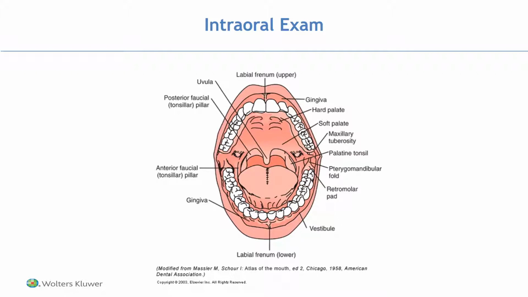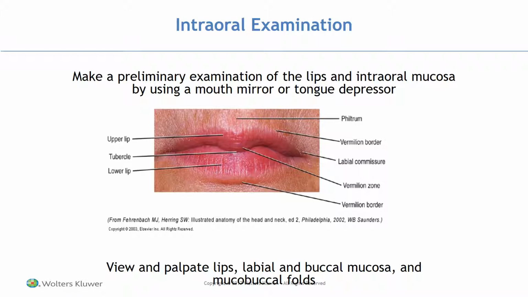Again, know your anatomy so you can describe where things are located. Intraoral examination: make a preliminary examination of the lips and the intraoral mucosa by using a mouth mirror or tongue depressor. Also make sure that you can see a nice vermilion border. If it's not well lined out, it could be due to sun damage. Okay, that could be a precursor to skin cancer.